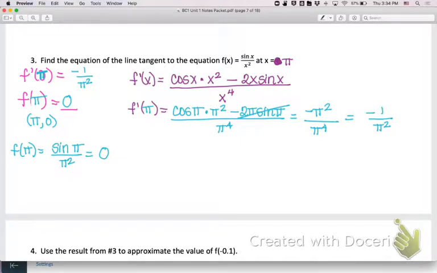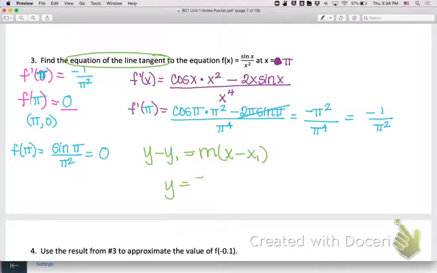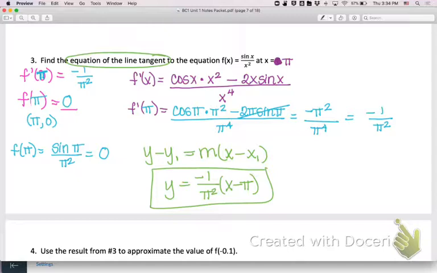We need all of that because, again, what the question is asking us is to find the equation of the tangent line. So we can use our point slope equation, y minus y1 equals m times x minus x1. And all we got to do is plug in that information. So our ordered pair is pi, 0. So that's going to be y minus 0, which is just y, equals negative 1 over pi squared times x minus pi, and we can leave it just like that. So there we go. That is our tangent line.